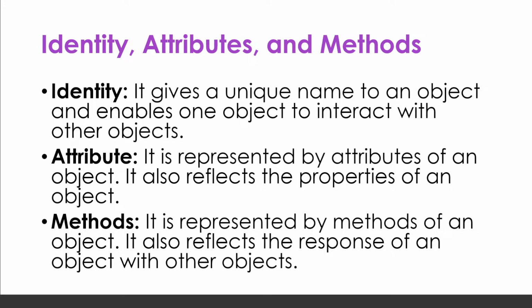So an identity gives a unique name to an object and enables one object to interact with other objects. Right? So essentially what happens when I give an object an identity is I'm creating an instance of that object in memory. I am birthing my person. So now my person is born, it exists in the world, and it is ready for everything else.